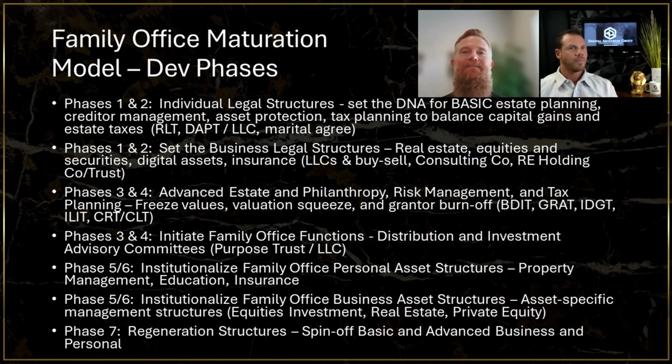After that, in the next couple phases, 3 and 4, we're going to do much more advanced estate and philanthropic planning. We're going to be doing more advanced risk management. There's nothing quite like it: once you get enough arrows up in the air, they're going to come back down eventually. And most of them are not going to hit you, but one of them is, and you need to be ready for it.